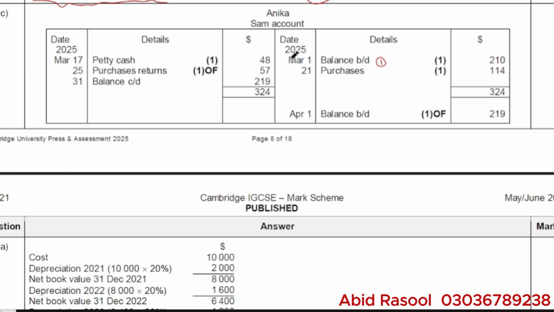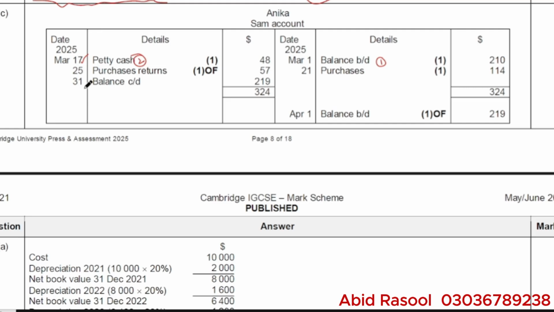Now we will move on date wise. After 1st March, there is an entry of 17 March, that we paid through our petty cash. We paid $48 to Sam. It means we will debit Sam's account and credit petty cash. So on the debit side we are debiting Sam's account, transaction number 2.